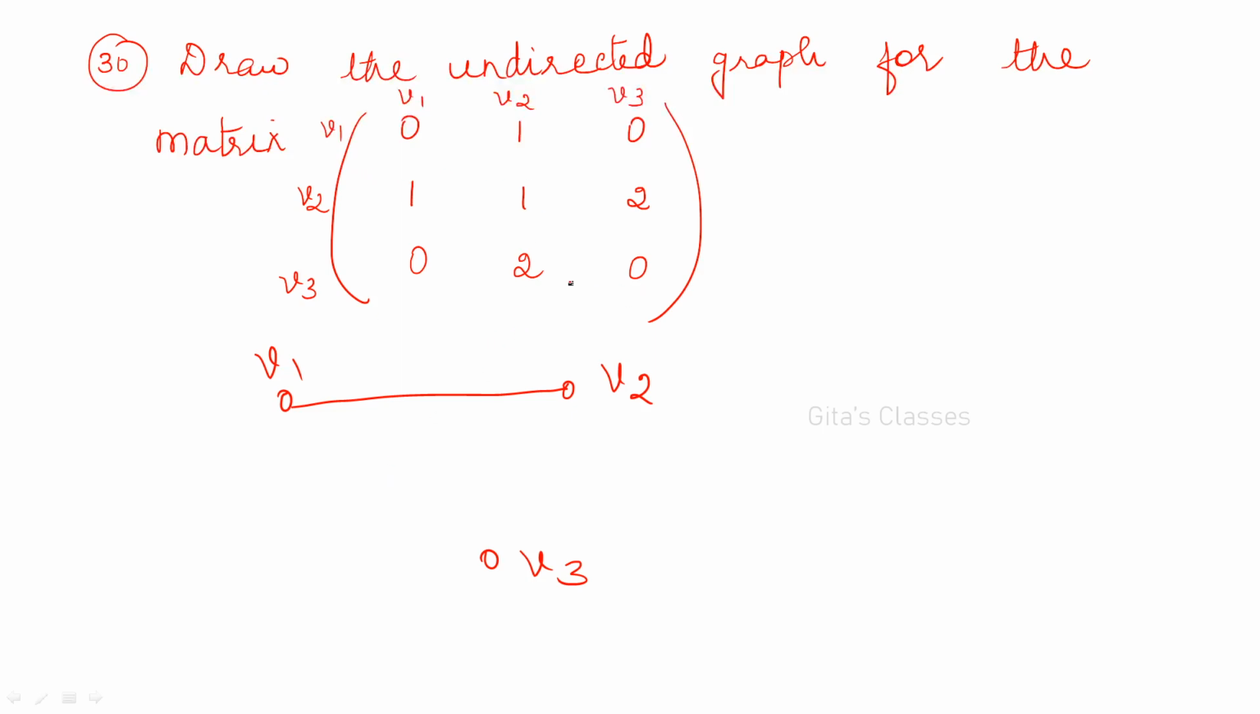So V1, V3, no, they are not joined. V2, V1 we have already joined because it is undirected, whether it is V1, V2 or V2, V1, it is the same. V2, V2 we have, so one loop you have to write. Then V2, V3, there is an edge, and V3, V2, yes, there is an edge. Here between V2 and V3 there are 2, so you have to draw like this. There are 2 edges, so we will write 2. So this is the required graph.